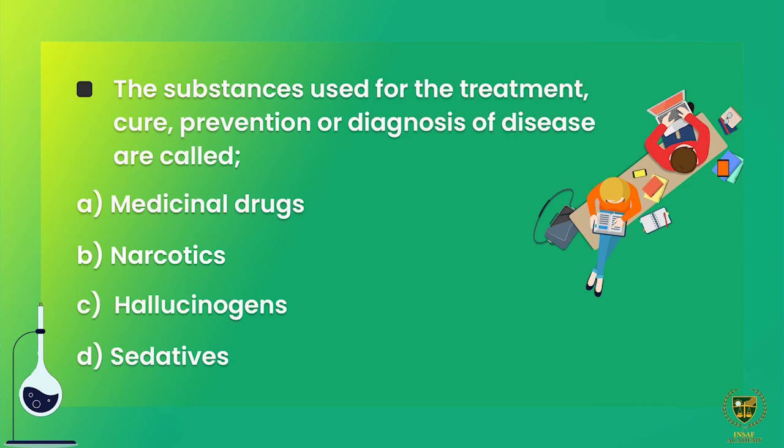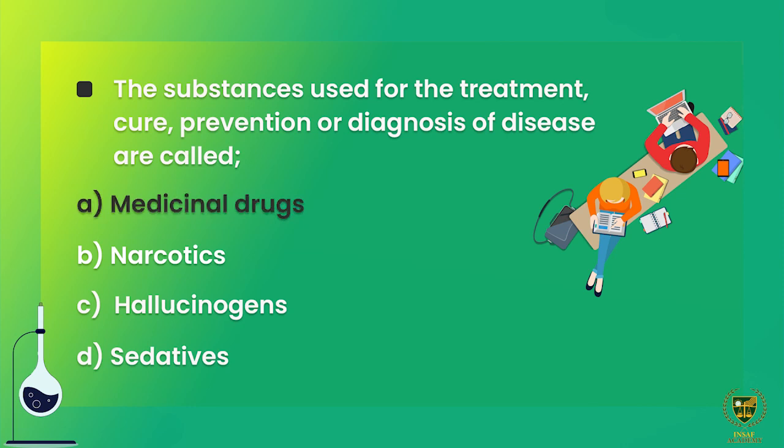Option delta is sedatives. No dear students, they cause sedation. Option Charlie is hallucinogens. These are the addictive drugs. That is not the answer of our question. Option beta says narcotics. That is also a strong painkiller, but that comes under the category of addictive drugs. So the only option remaining is alpha. It says medicinal drugs. Yes, dear students, these are the substances which are used for the treatment, cure, prevention or diagnosis of disease. So the correct answer is option alpha, that is medicinal drugs.